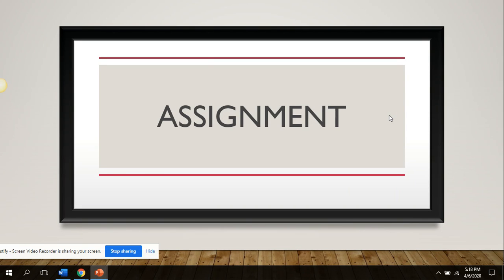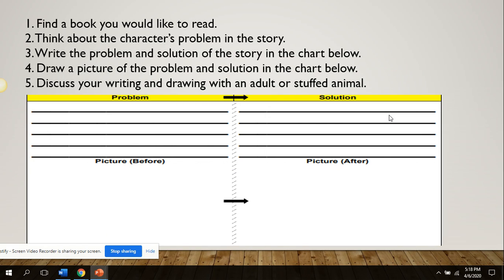Your assignment. Find a book you would like to read. Think about the character's problem. Write about the problem and the solution. Then draw a picture of the problem and the solution. Once you're finished, you can discuss your writing and drawings with an adult, your siblings, or even your stuffed animals.